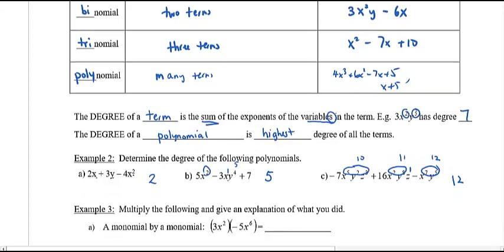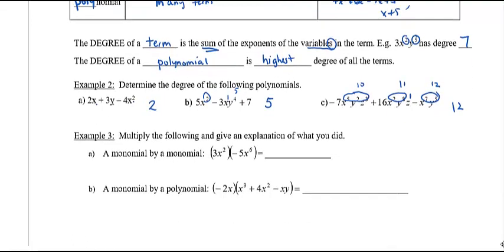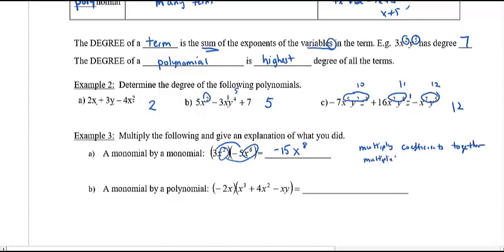And then, hopefully you remember how to multiply these things. Can you actually do it? A monomial by a monomial, hopefully you remember, is 3 times negative 5, that's negative 15. And then x squared times x to the power 6 is x to the power 8. So, in essence, we just multiply coefficients together, and then we also multiply the variable parts together.